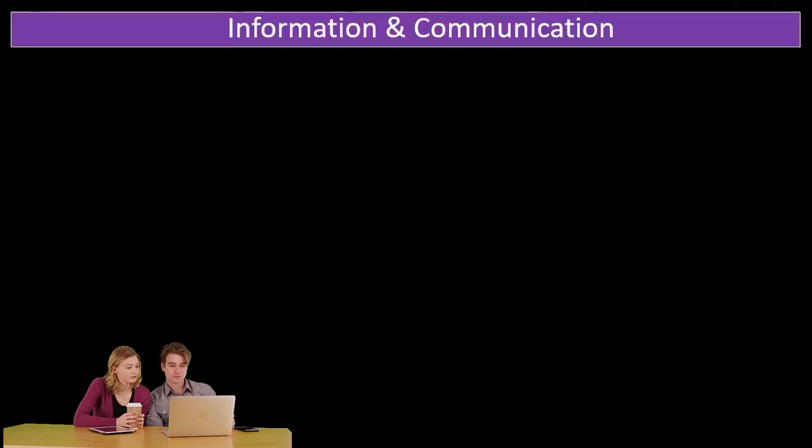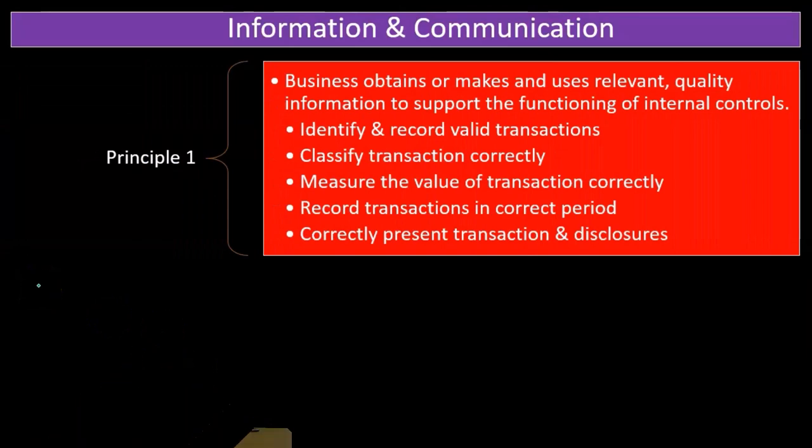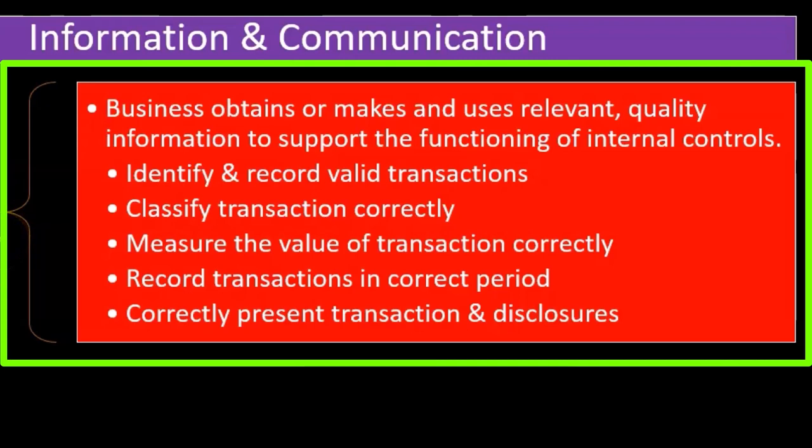Next, we have information and communication, principle number one. Business obtains, makes, and uses relevant quality information to support the functioning of internal controls. This could include identify and record valid transactions, classify transactions correctly, measure the value of transactions correctly, record transactions in the correct period, correctly present transactions and disclosures.